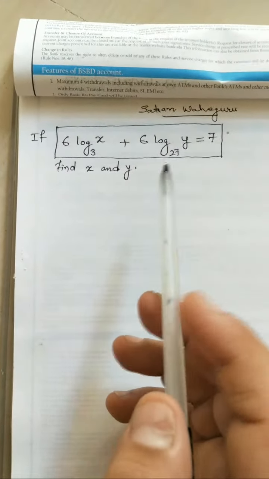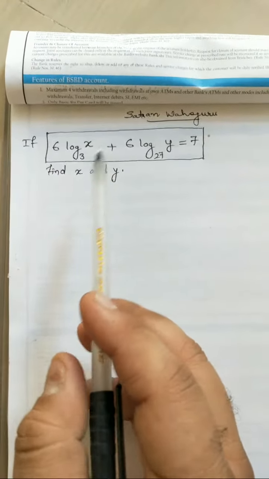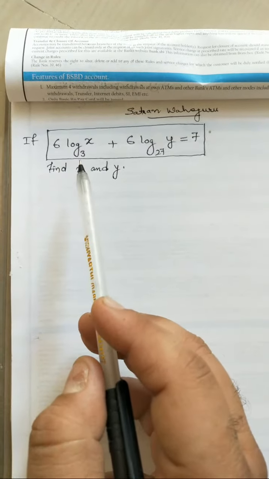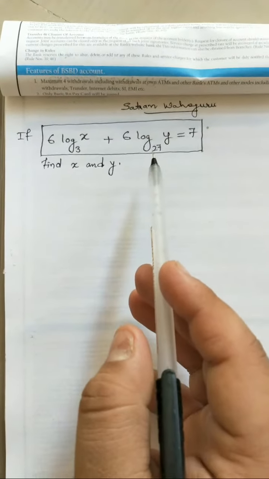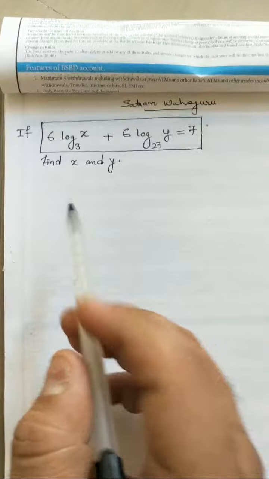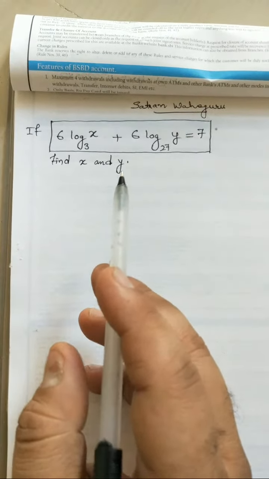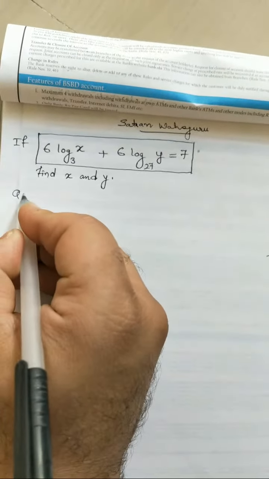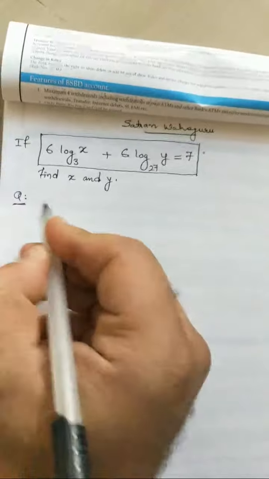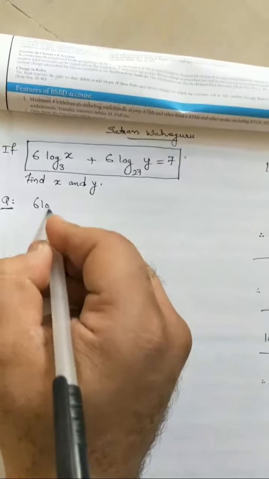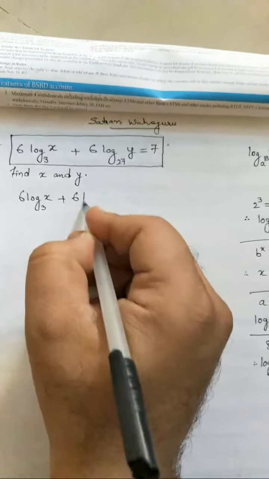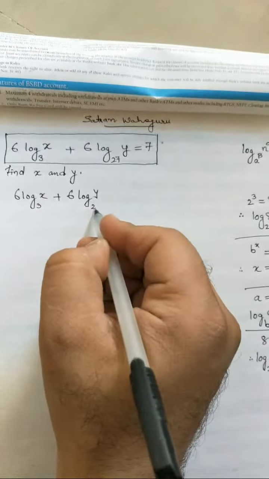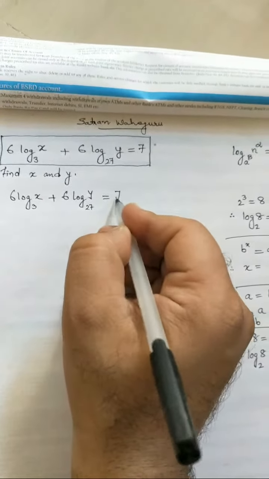Logarithmic equations. We have been given the question: if 6 log x to the base 3 plus 6 log y to the base 27 is equal to 7, then we need to find the values of x and y. So first of all, let's start with what is given: 6 log x to the base 3 plus 6 log y to the base 27 is equal to 7. This is given to us.